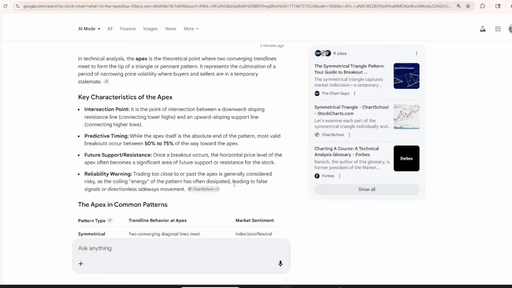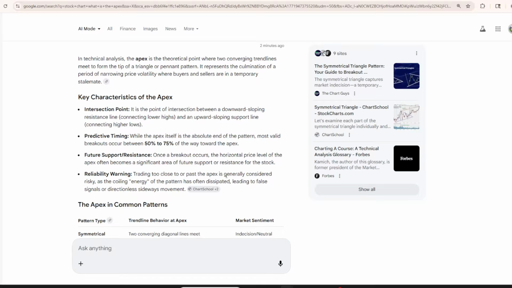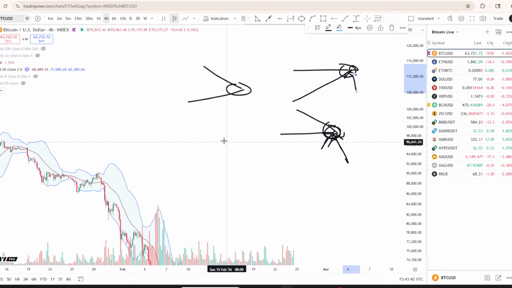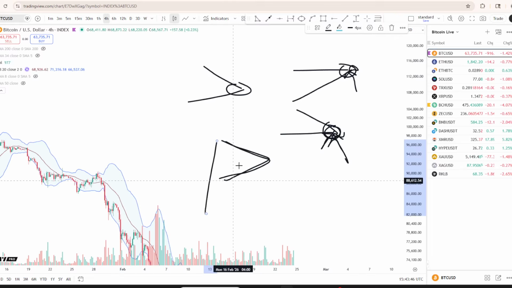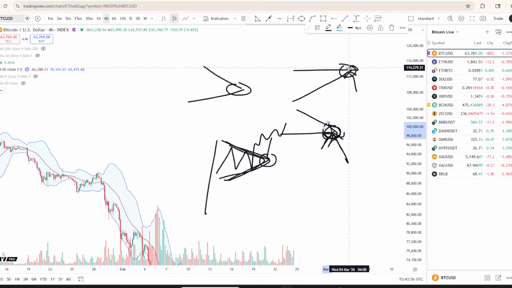And it says here an important point, as I said, the reliability warning, because trading closer, even past the apex, the energy is dissipated. And that's the idea of a coil, generally meaning a symmetrical triangle, tiny range. These generally will continue, and here's your coil. And again, you'd want to break out like here, and you can continue from there. But when you get this close, it's of limited usefulness.